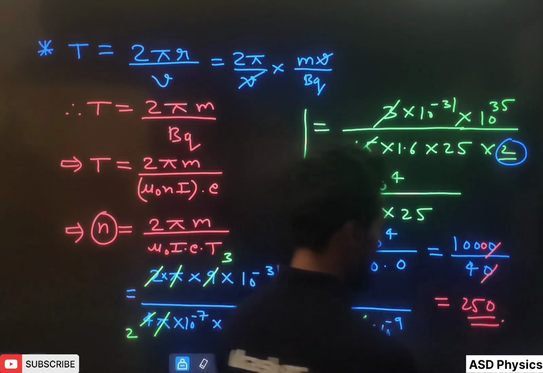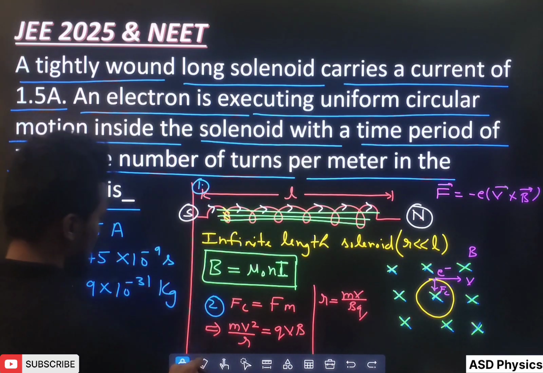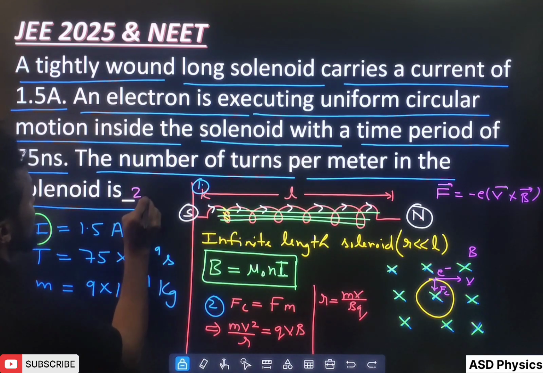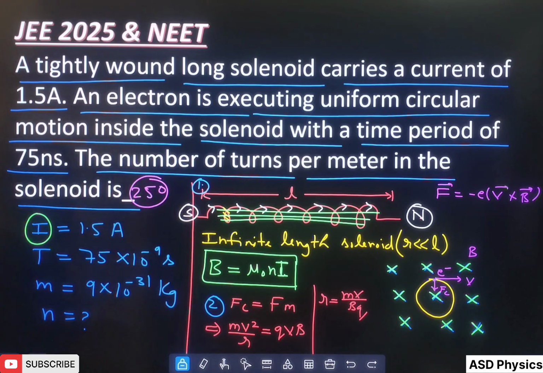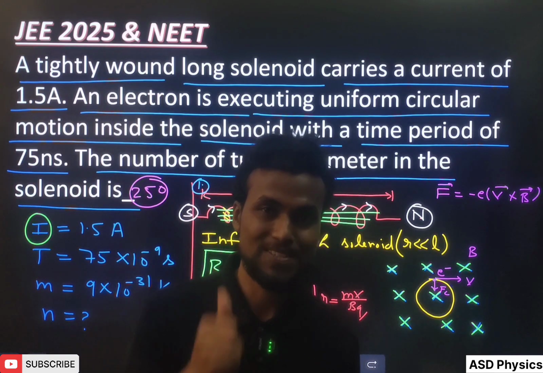Some more calculations are there, JEE question now. So after that, what can we tell here, the number of turns per unit length, this value is coming 250. So students, I hope this question is very clear to you. Keep studying, keep going.